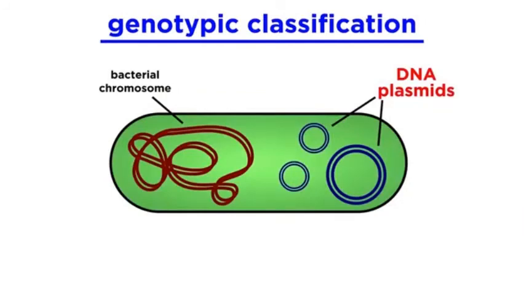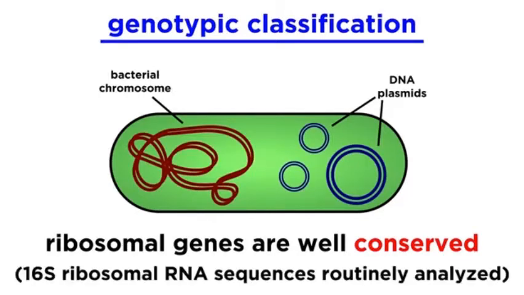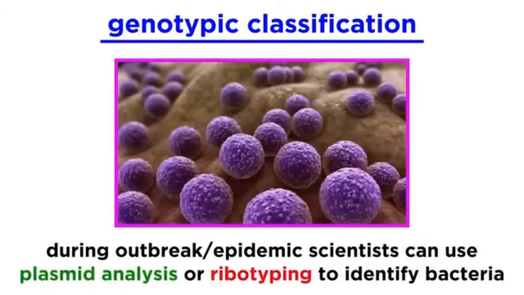Additionally, some bacteria carry plasmids, which are small circular DNA strands that replicate independently of the chromosome. And while the genetic makeup of bacteria can vary drastically between species, their ribosomal genes are remarkably well conserved. Scientists routinely use 16S ribosomal RNA sequences to establish taxonomic relationships between prokaryotic strains. That's why in situations such as an outbreak or epidemiological investigation, scientists can use plasmid analysis or ribotyping to quickly identify bacteria.